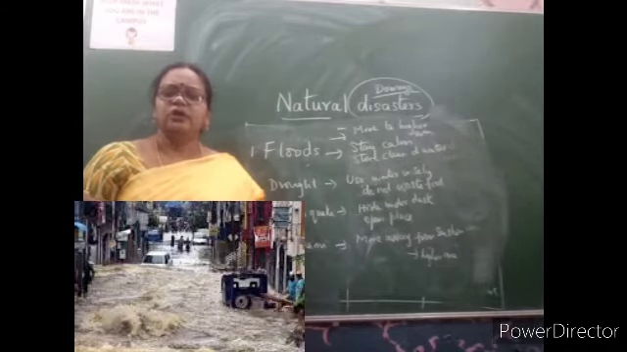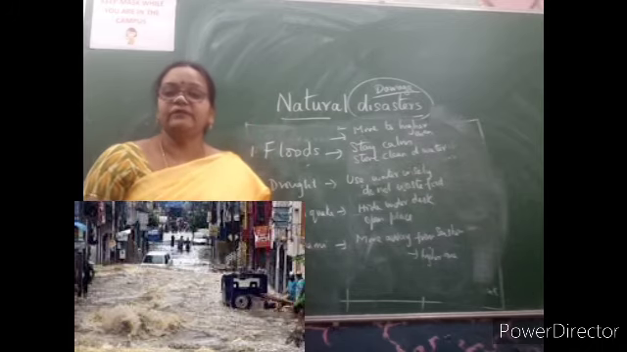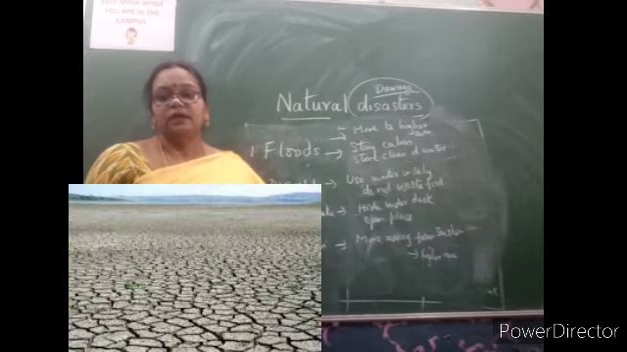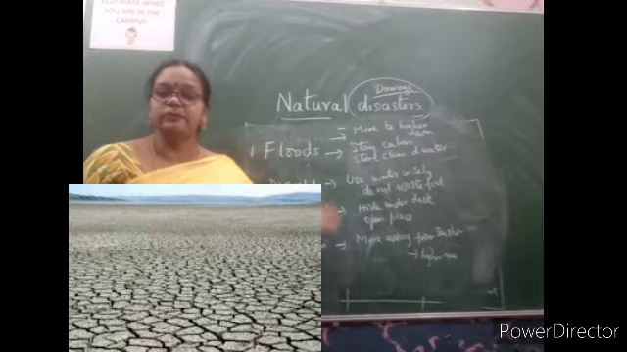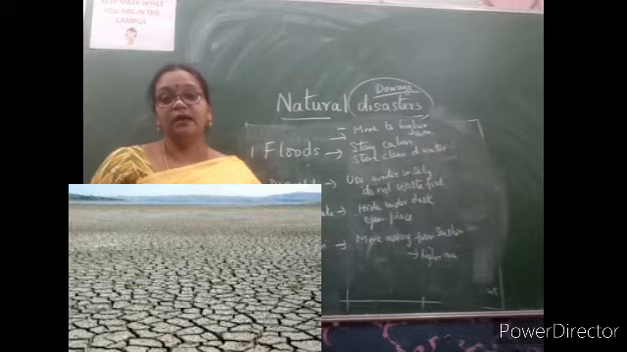So these are simple things; by reading also you can understand how we can protect ourselves, the safety measures, and how we can be safe if a natural calamity or disaster happens in the place where we are living.